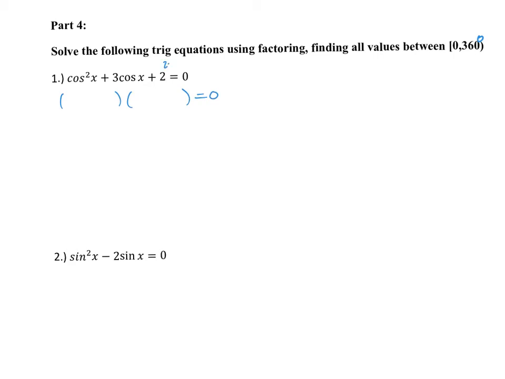So the only two numbers that multiply to give you 2 are 2 and 1. So I know this has to be 2 and 1. I know I have to have cosines down. So perhaps I'll make these both plus signs. And let's see if this works. So 2 times 1 is 2. 2 plus 1 is 3. So this type of factoring does work. And then I'll set each one equal to 0.